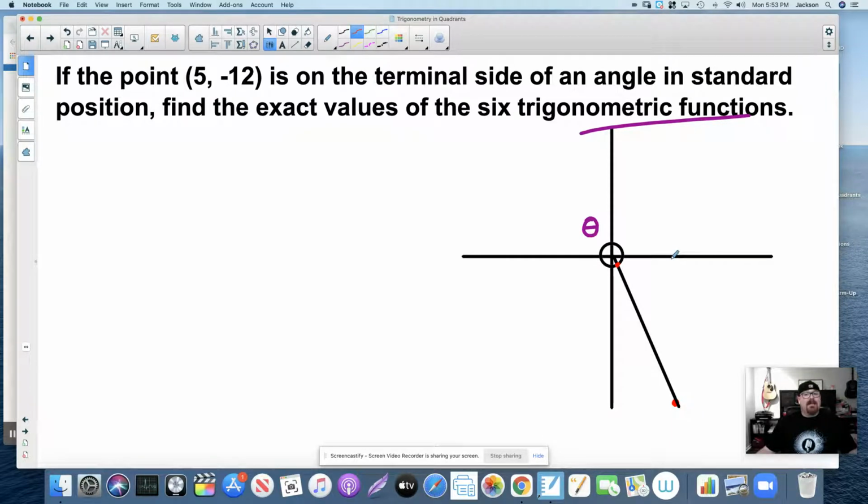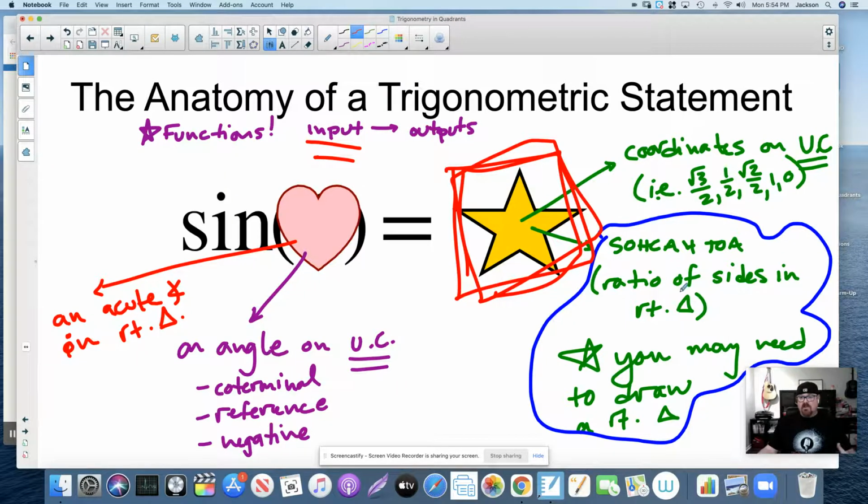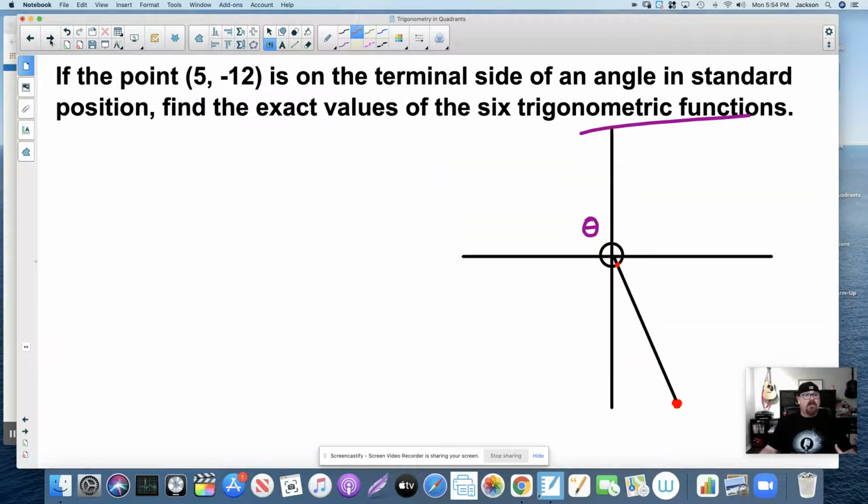And I don't know anything about that point. I do know that this point, 5, negative 12, is on the terminal side. So in the simplest terms possible, we've blown past the confines of the unit circle. We're beyond all of those coordinates. So when we're trying to evaluate trigonometric statements and getting values, that's the output. If it's not going to be determined using these coordinates, then I'm going to shift gears and start talking about right triangle trigonometry now, okay?